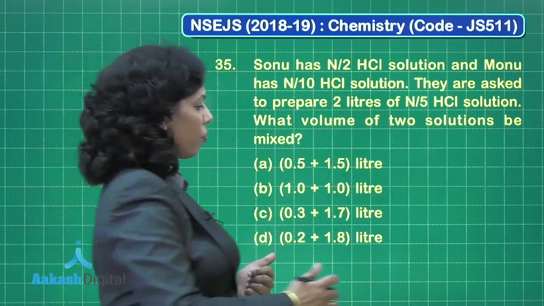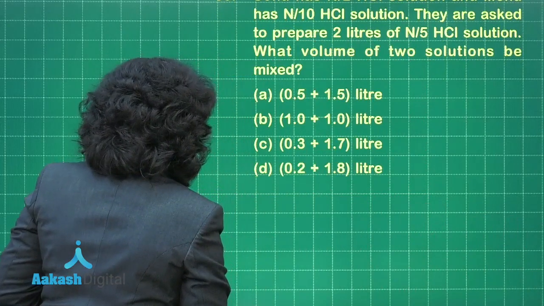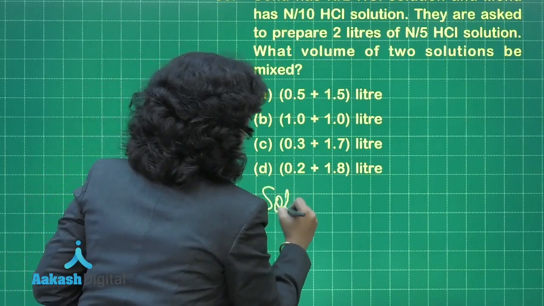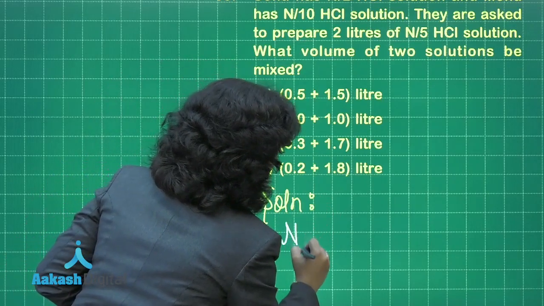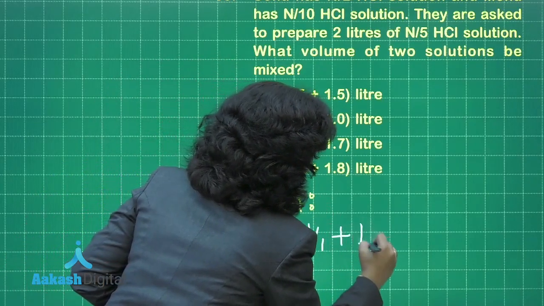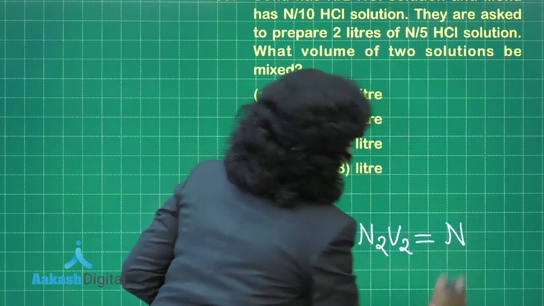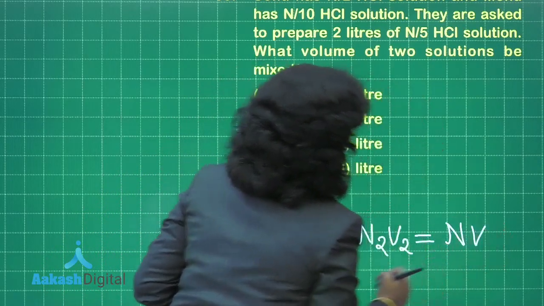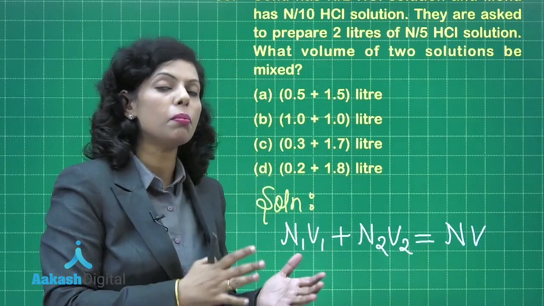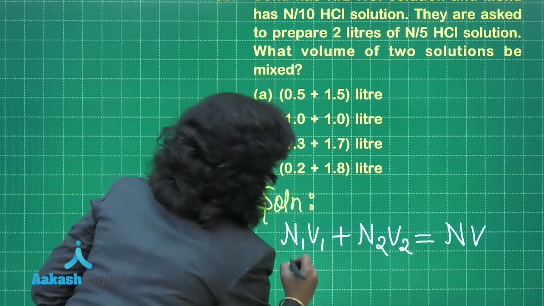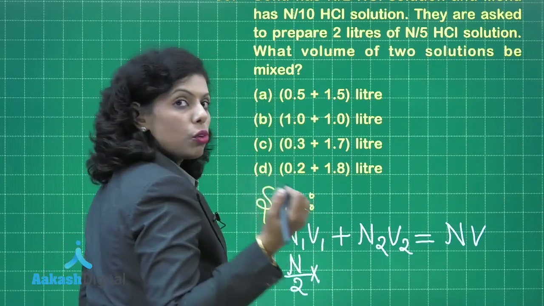In this case, we will follow the normality equation. Let's solve this question. We will follow the equation N1V1 plus N2V2. We are mixing two solutions and finally the normality is N and the volume is V. The normality of the solution taken by Sonu was N/2, so I am just taking here N/2 into, let's assume its volume is X liter.